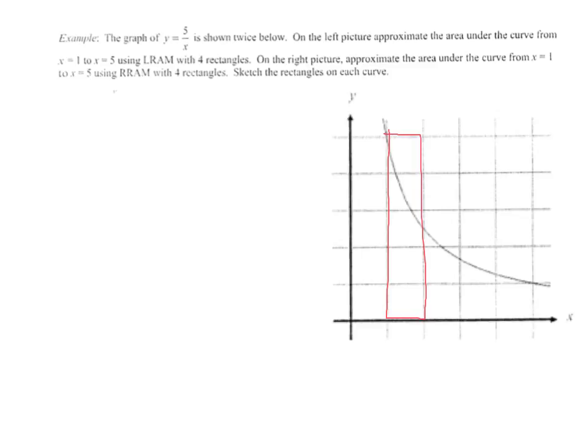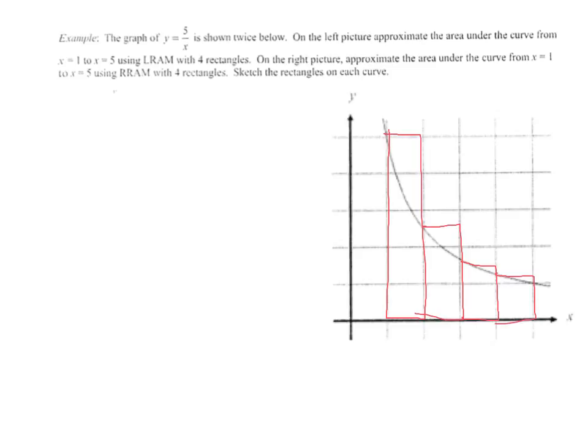And then for the next rectangle, there's the left side. Here's my third rectangle. There's my fourth rectangle. So you can see that all the heights are based on the left side of that partition of the different bases that we have for our four rectangles. And so this is going to be an overestimate of the entire area. But in the end, we are trying to estimate the area under the curve.